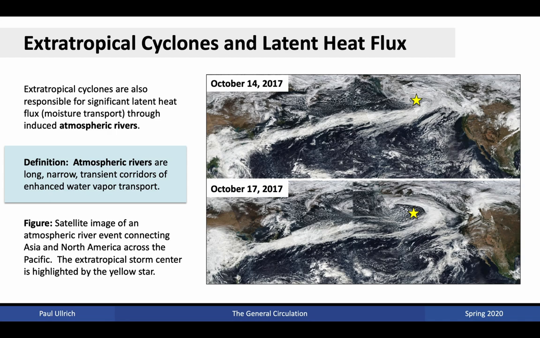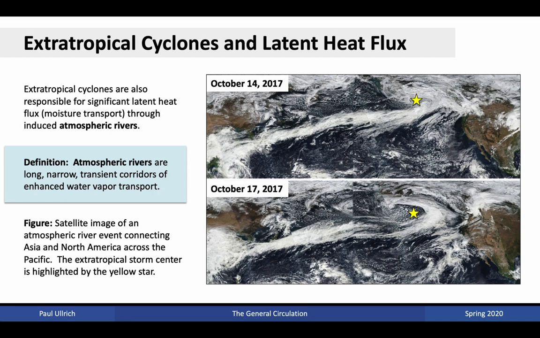These extratropical cyclone systems are also known to draw in significant amounts of moisture from the subtropics. In doing so, they are responsible for the production of what are known as atmospheric river events. Atmospheric rivers provide a mechanism by which latent heat can be transported from the subtropics towards the poles, leading to another mechanism for heat transport from lower latitudes to higher latitudes.